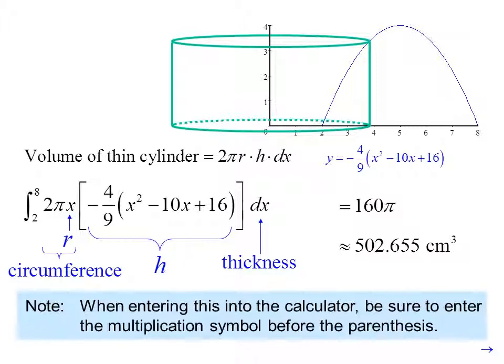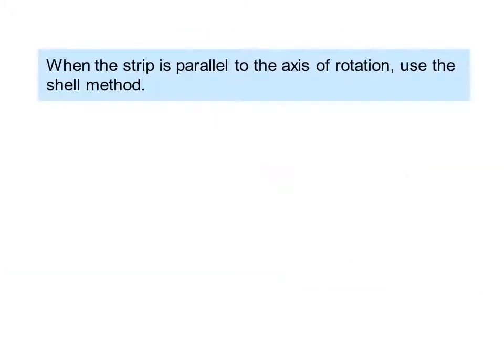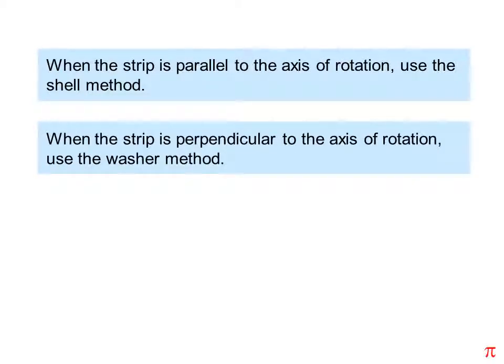Note, when entering this into the calculator, be sure to enter the multiplication symbol before the parentheses. Otherwise, right here, the calculator does not recognize implied multiplication and it thinks that x is a function. When the strip is parallel to the axis of rotation, use the shell method. When the strip is perpendicular to the axis of rotation, use the washer method.